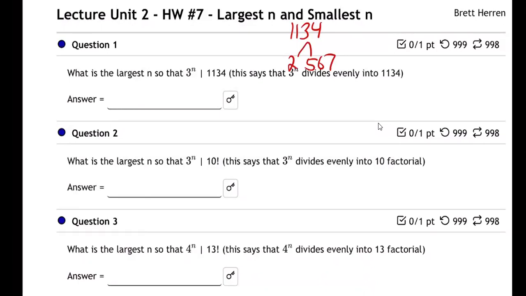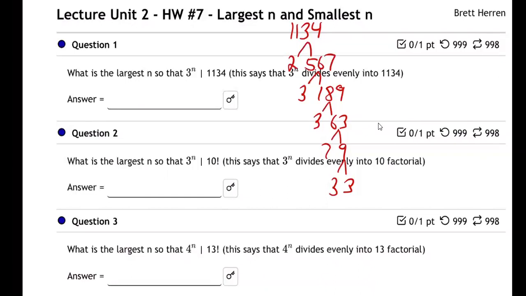567 is not divisible by 2 because it doesn't end even. So I'll try 3 on my calculator. I'm using my calculator right now. And that worked. 3 times 189. And then I'll just try 3 again. Divide by 3 again. 63. Whoops, 3 times 63. And then 63, I recognize that one. 7 times 9. And then 9 is 3 times 3.